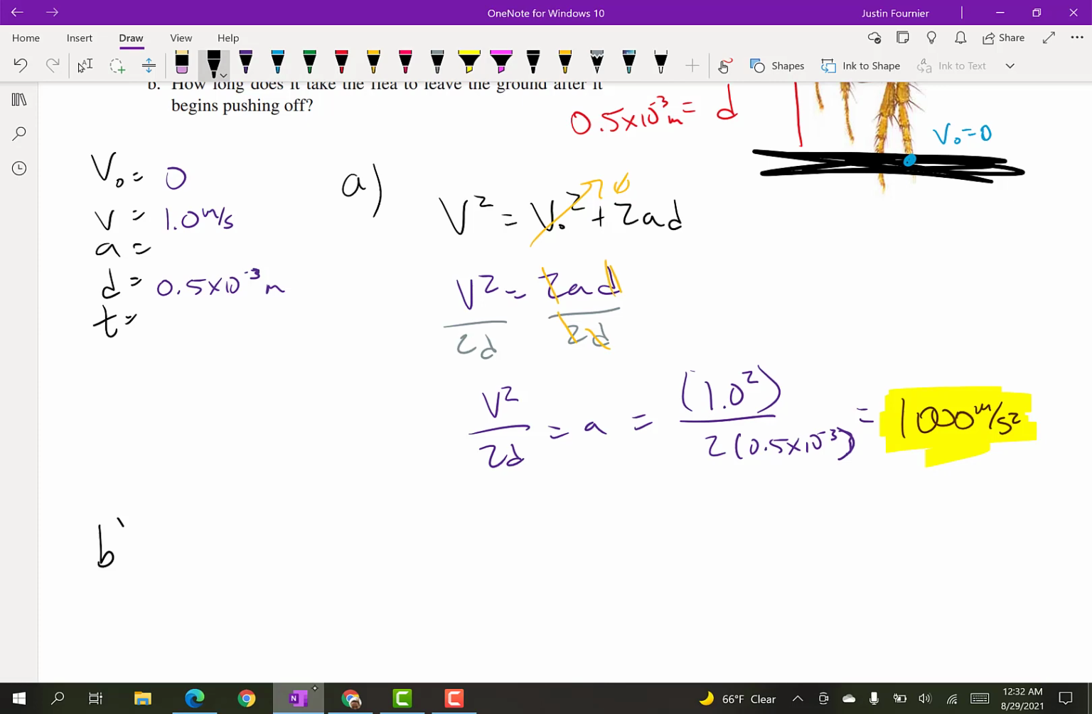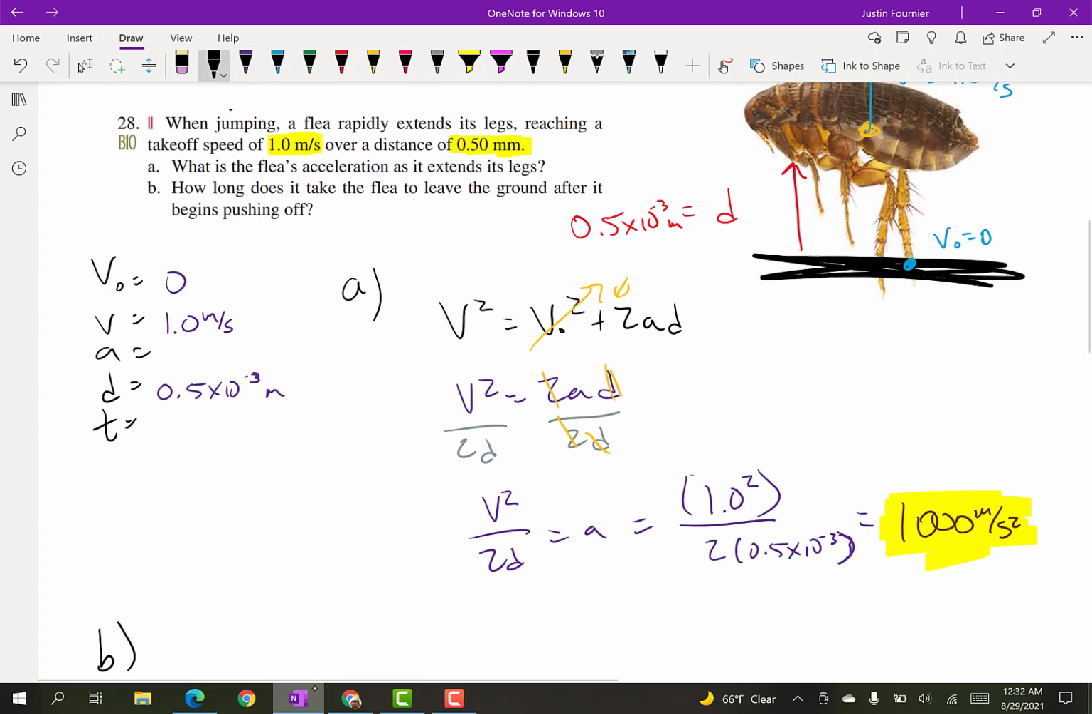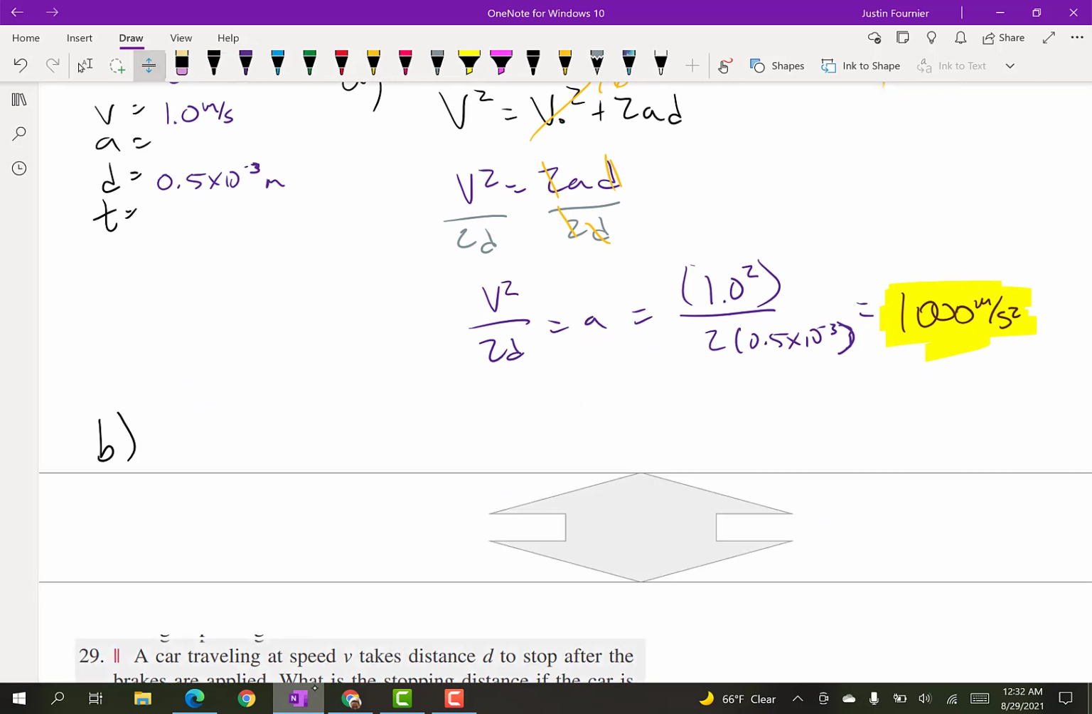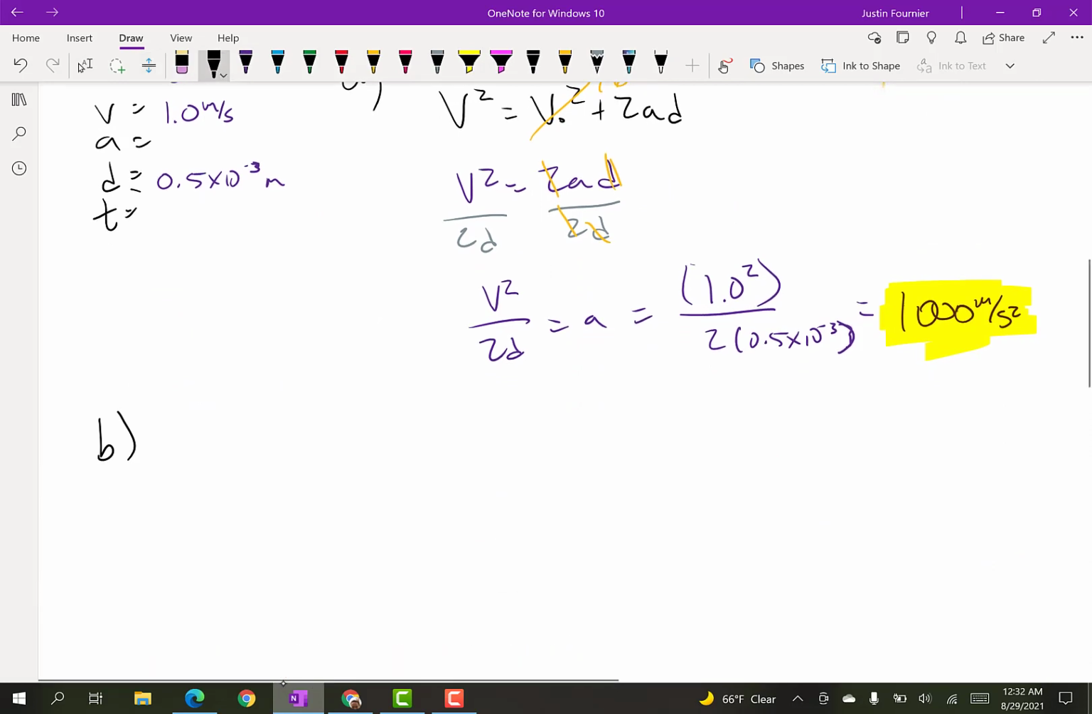And then lastly, it says, how long does it take for the flea to leave the ground after it begins pushing off? So basically now I'm just looking for time. I'll just use omega. That's going to be the easier one to use. Again, the initial, so nothing's changed. They're just asking me for the amount of time. The initial velocity is 0.